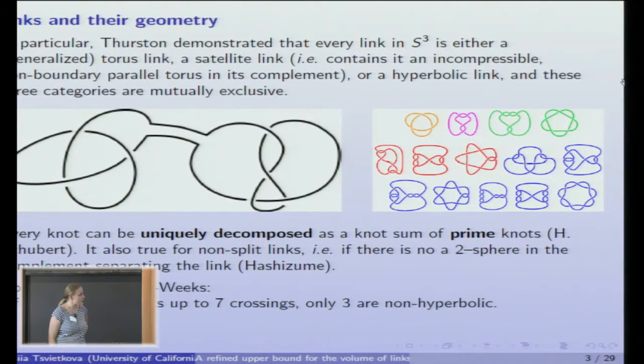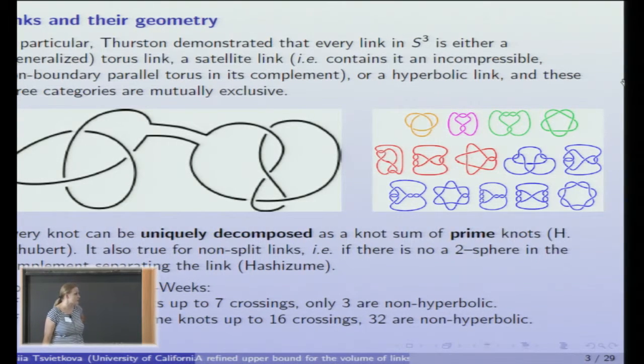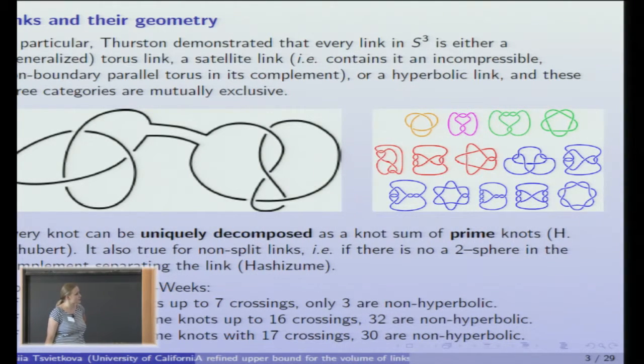And if you look at those prime links, and at the experimental results by Hoste, Thistlethwaite, and Weeks, we see that many, many links are in fact hyperbolic prime links and knots. Of the 14 prime knots, 3 are non-hyperbolic, so that's up to 7 crossings. Up to 16 crossings, we have 1,700,000, of which 32 are non-hyperbolic, and out of 8 million with exactly 17 crossings, we have only 30 non-hyperbolic. So if we look at knots and links, we really perhaps want to look at their intrinsic geometry.